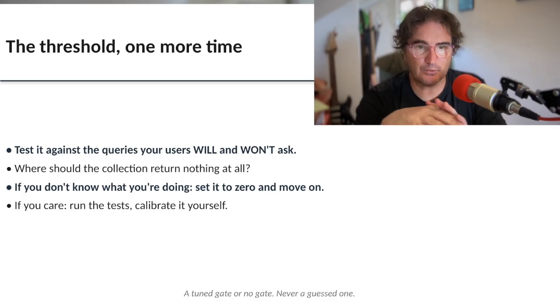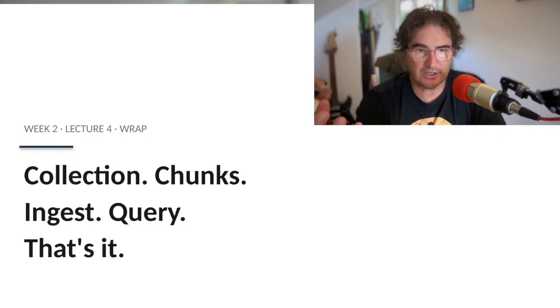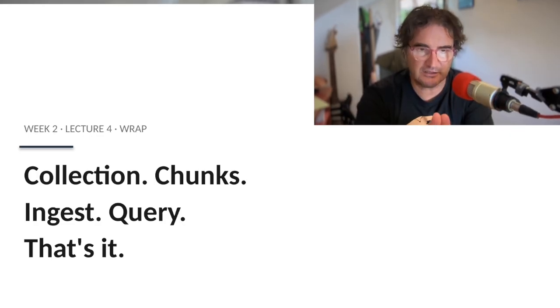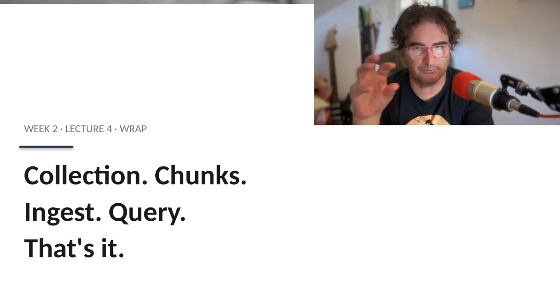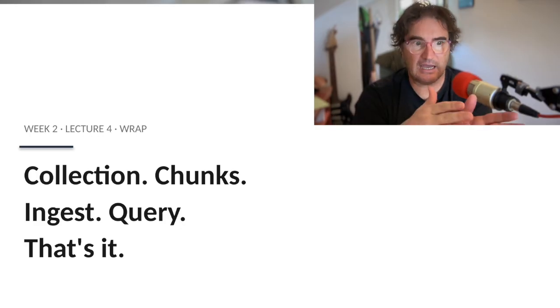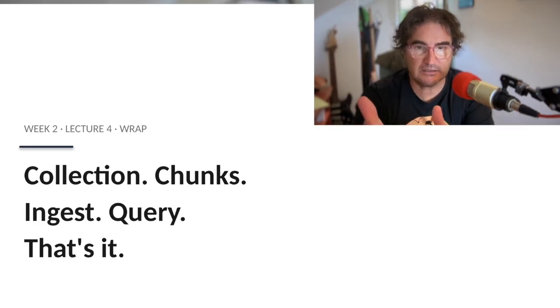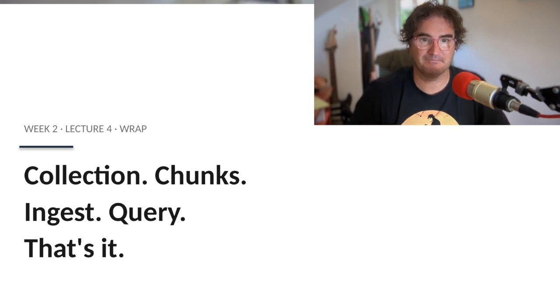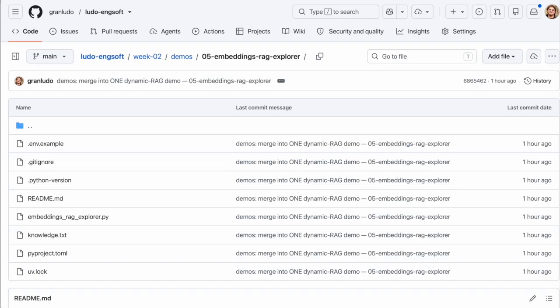Dynamic RAG is really simple. Just use a collection, use an embeddings model, break down your content into chunks, and insert it in the database. The process of getting a document and putting it inside the collection is called ingestion. And after a document is ingested, then you just make queries and that's it. So easy. We are almost there.